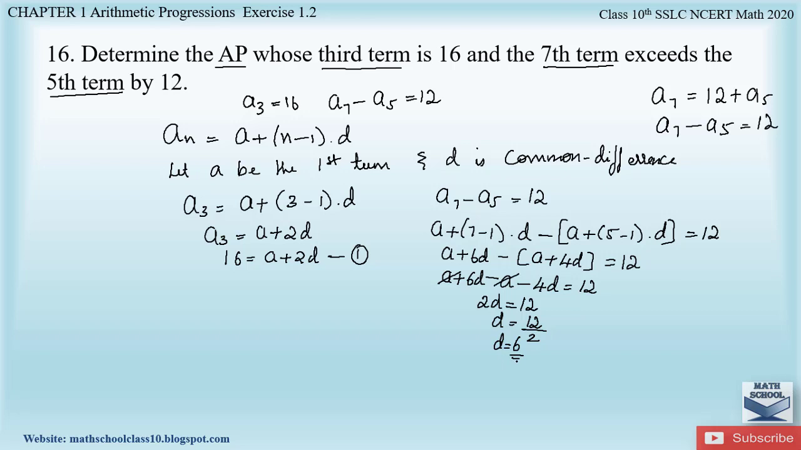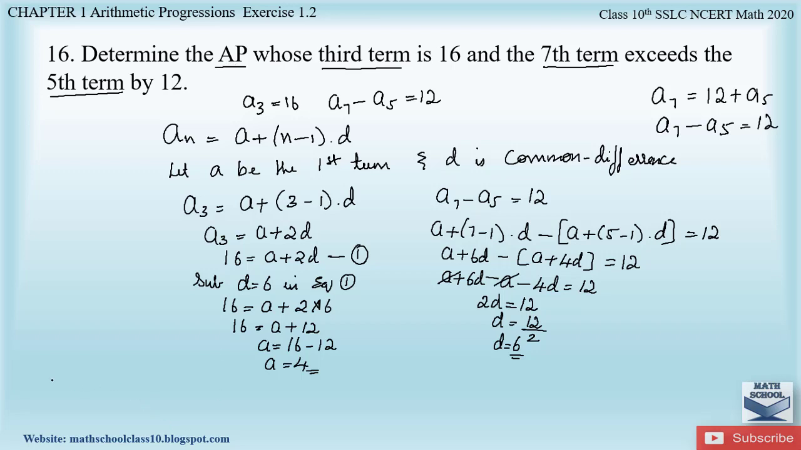Now we can substitute this d value in equation 1. So substitute d is equal to 6 in equation 1. We get 16 is equal to a plus 2 into 6, or 16 is equal to a plus 12. When the 12 is transferred to the left hand side, it becomes minus 12. So 16 minus 12, a is equal to 4. So we know the a value and the d value. Now we have to determine the AP, we have to form an AP.